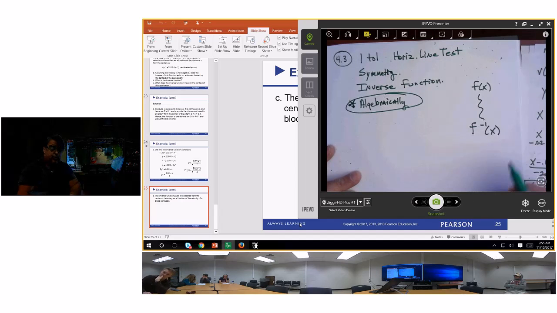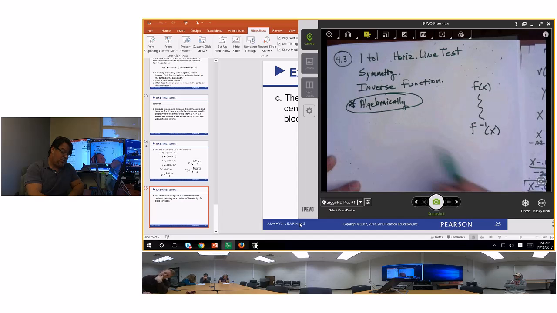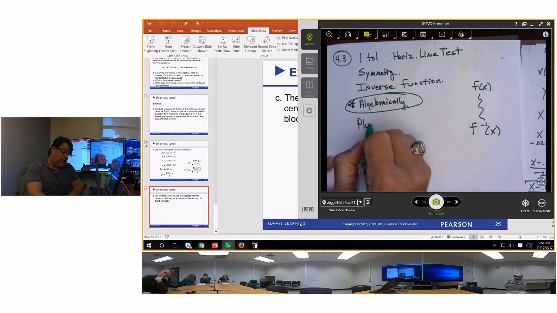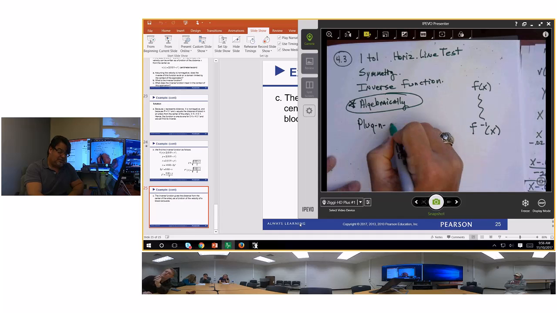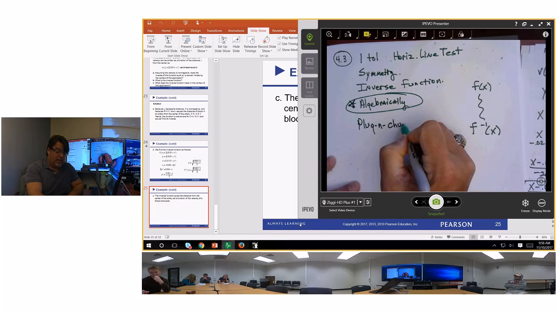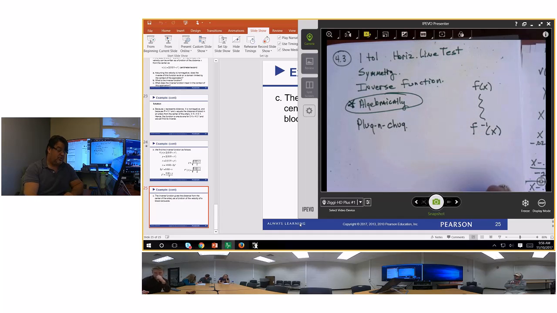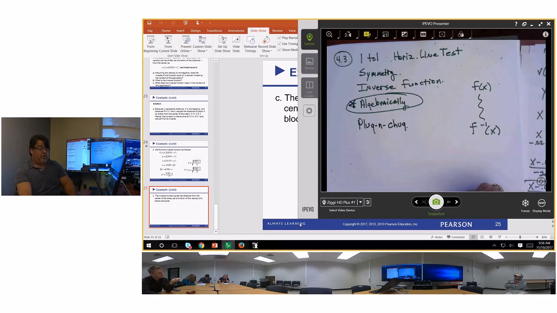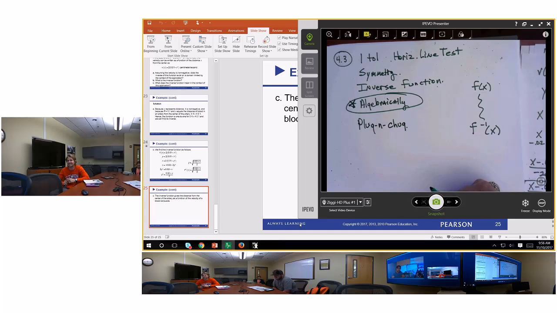And make sure that if you do have an inverse function, you can plug and chug accordingly to what the question's asking. And that was that question about the interest or the number of payments and all that. Plug-and-chug. Yeah, plug and chug.